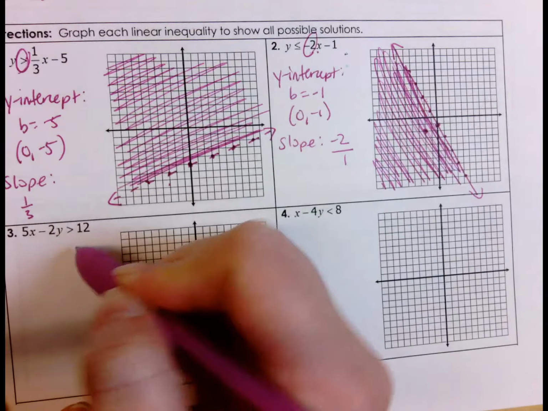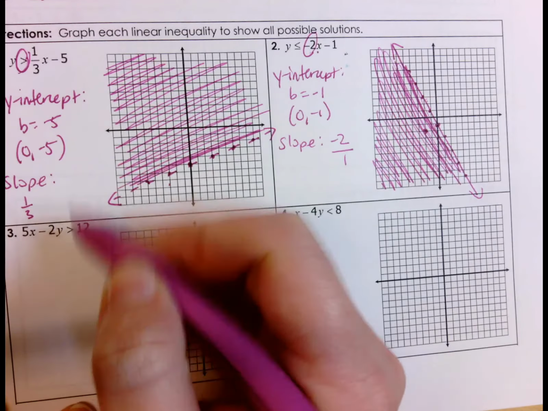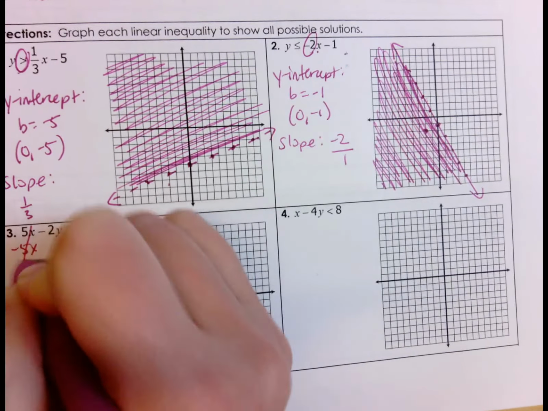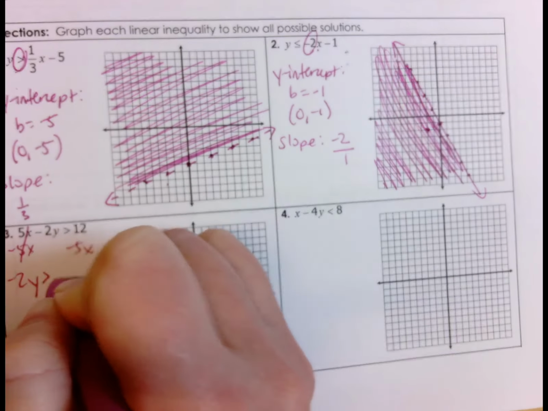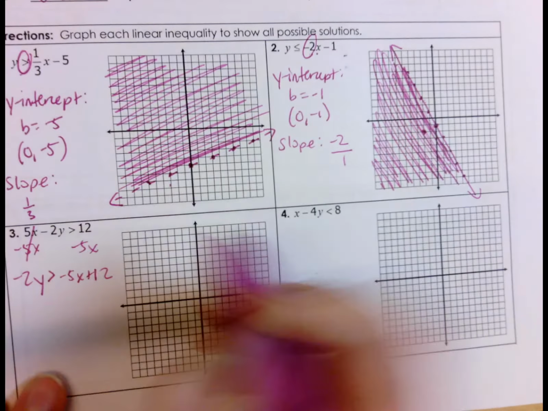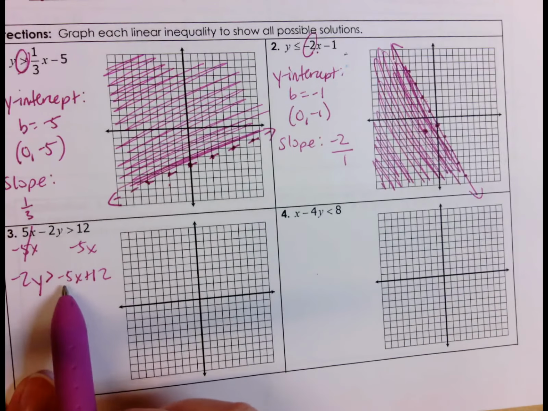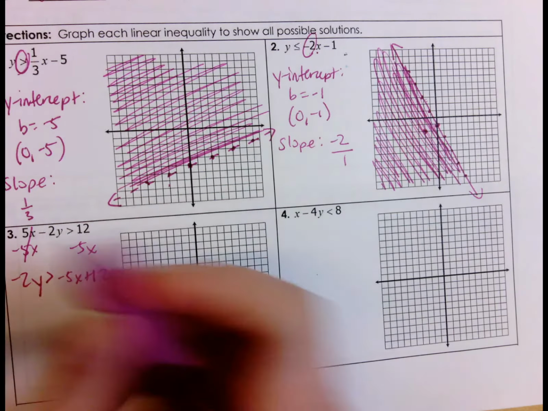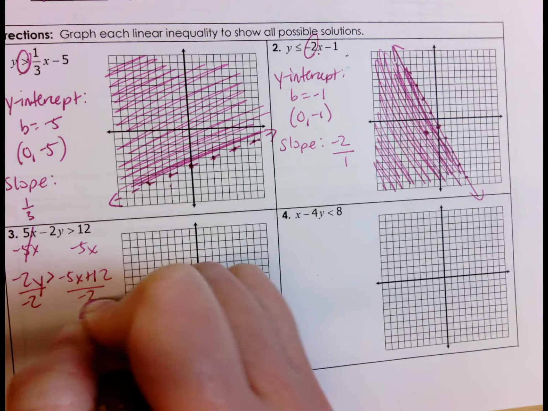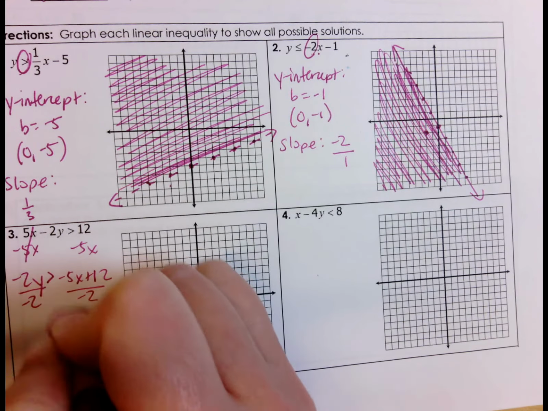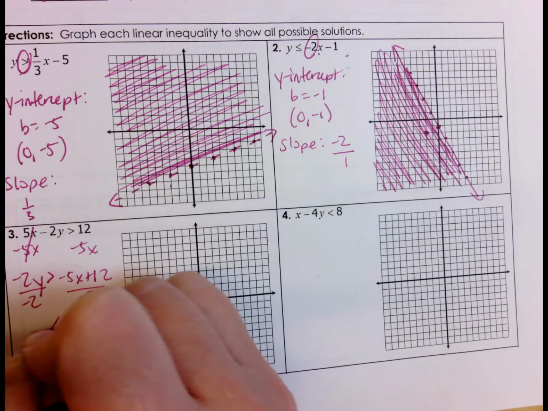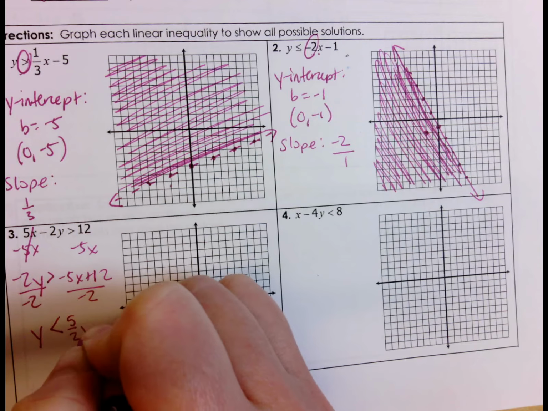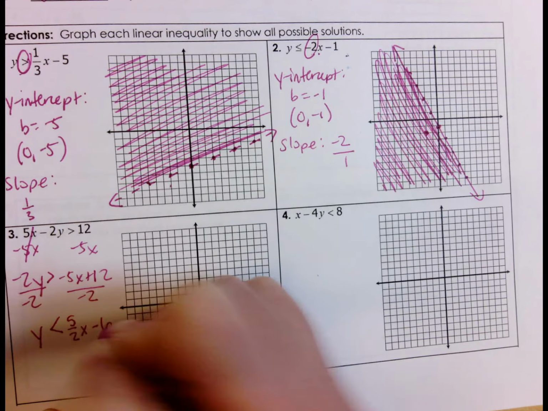So this one, we do have to put this in slope-intercept form first. So I've got to get y by itself. So I need to subtract the 5x to do that. Okay, notice that I just keep the x variable first, and then everything else out past it so that I can keep it in that form. And then I'm going to divide by -2. Now I divided by a negative, so I do have to flip the sign from greater than to less than. -5 divided by -2 is going to be 5/2, and 12 divided by -2 is -6.